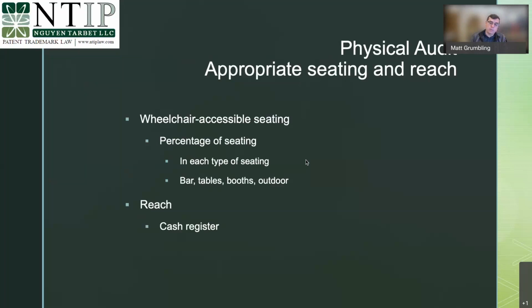Reach, there are a variety of things: cash register, condiments, drinks, utensils, and trash. In a lot of fast food places, you have to serve yourself your own drinks. So not only does the dispenser have to be reachable, so do the cups and the lids and the straws. And if you're putting condiments out there that are accessible to people who aren't wheelchair bound, then they need to be accessible to everybody.